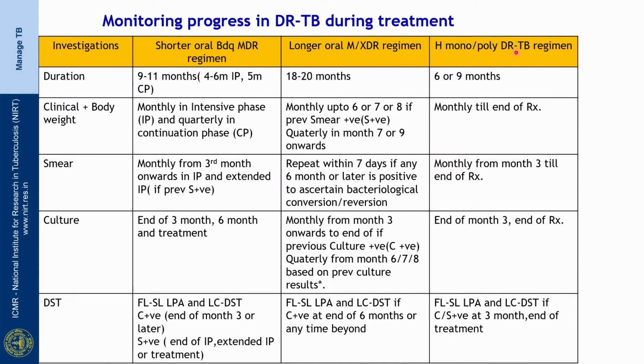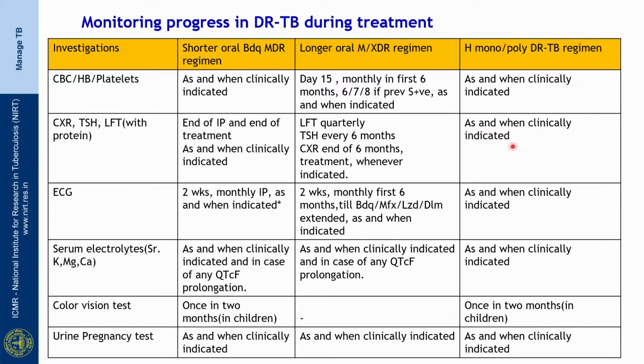For H-mono poly-DRTB regimens, clinical monitoring as well as weight monitoring is monthly till the end of treatment, smear monthly from month 3 till end of treatment, culture at the end of 3 months and end of treatment, and DST first line and second line LPA and liquid culture DST if culture or smear is positive at 3 months or end of treatment. All other investigations are based on requirement only, but color vision test should be done once in 2 months in children.